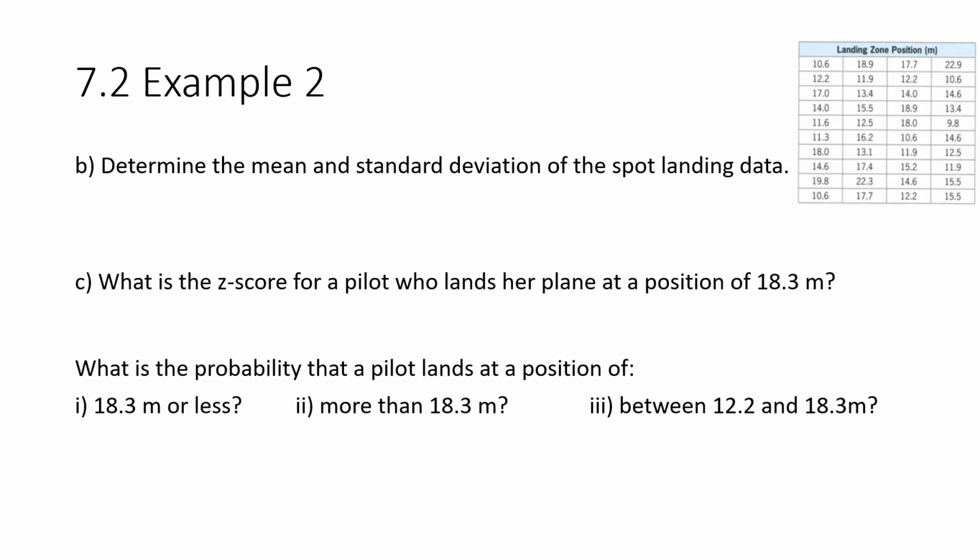Determine the mean and standard deviation of the spot landing data. Okay, so I did those calculations myself. I added up all the data values and divided by the number of data values. I got 14.63. The standard deviation is 3.22.